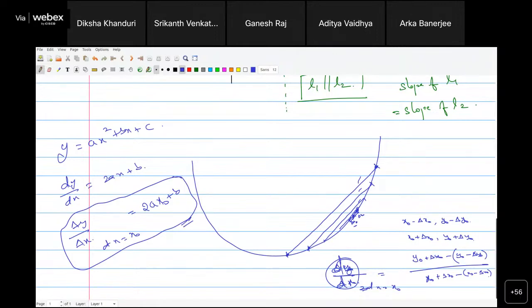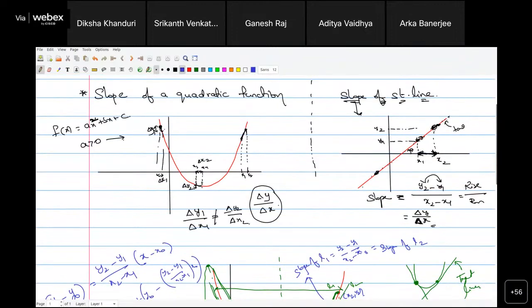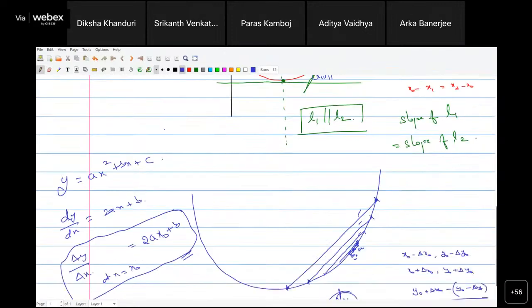Understand this and this, the above one. The above one is the crucial one. So convince yourselves that unlike the slope of a straight line, it will not be constant at every point. If you move the point, the slope of a quadratic function at one particular point will be different from another point. So how it will be different is this much.